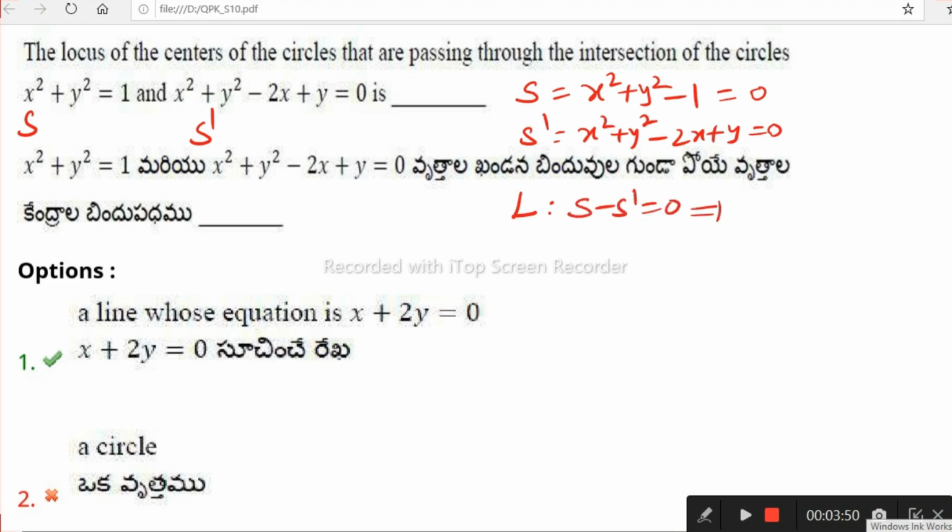That implies L is the difference: x square cancels, y square cancels. We get minus 1 plus 2x minus y minus 1 is equal to 0. This is the radical axis. If you know the radical axis of the two circles, then you can write the equation of the circle passing through the intersection of the two circles.